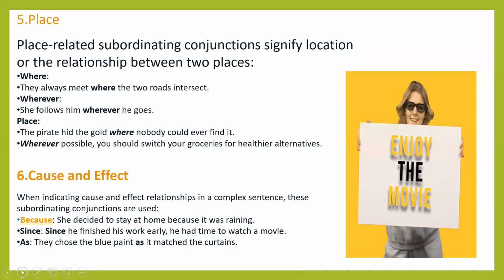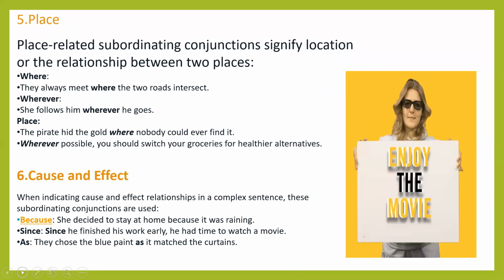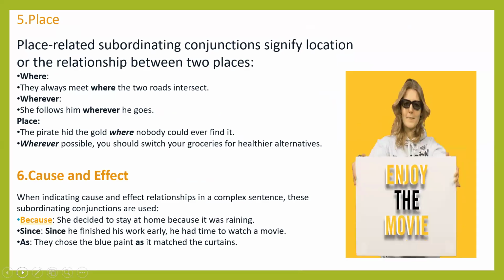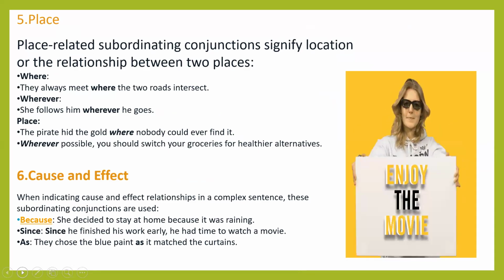For place, a subordinative conjunction is place-related, giving the location or relationship between two places: where, wherever. They always meet where the two roads intersect. She follows him wherever he goes. The pirate hid the gold where nobody could ever find it. Wherever possible, you should switch your groceries for healthier alternatives. So where and wherever indicate place-related subordinative conjunctions.